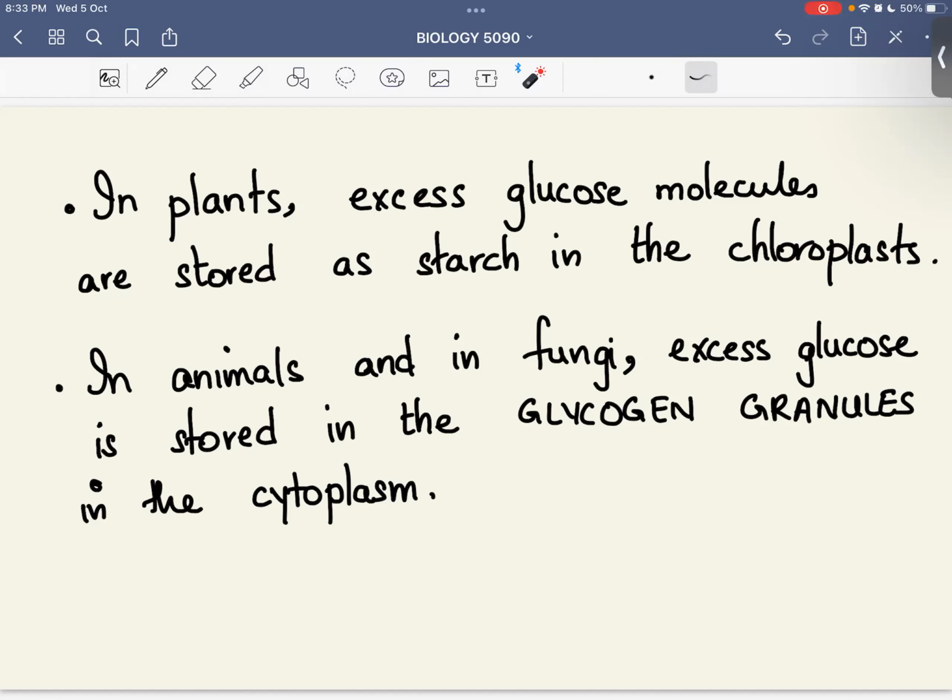So to sum up, I can say that the similarity of the fungus with the plant is that both of them have a cell wall. The similarity of a fungus with an animal is that both of them have glycogen granules. Now, let's make a linkage.